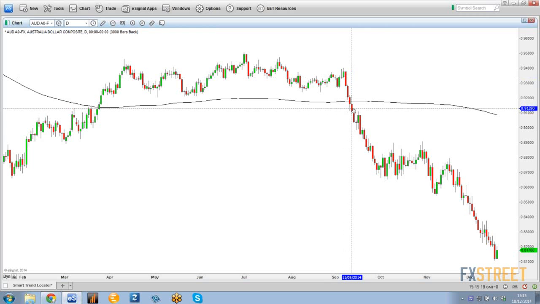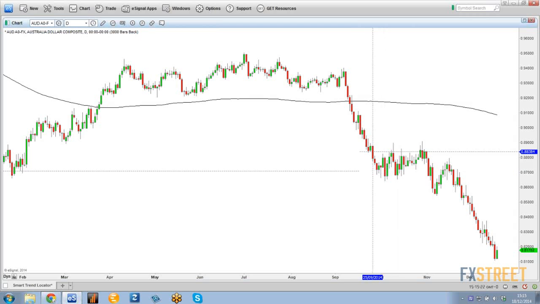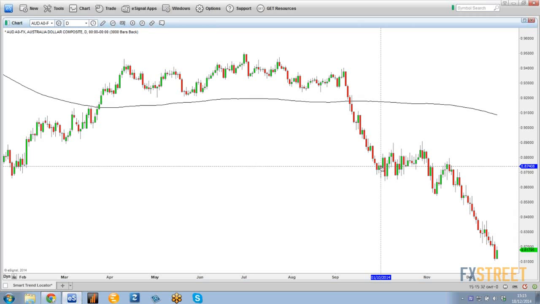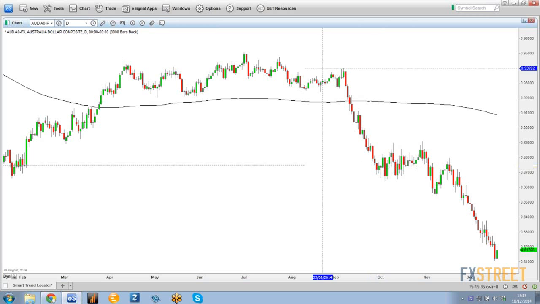As soon as it broke below and started trading below the daily 200 moving average, the trend was down and the bias was bearish. Now we have synchronization between the bias and the trend. Okay, I hope that makes sense.